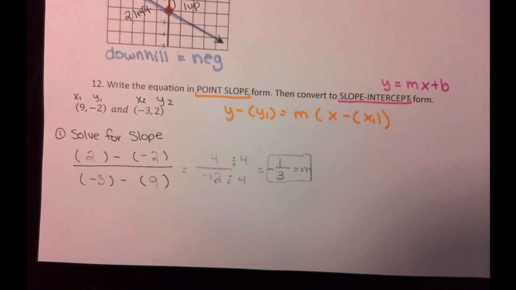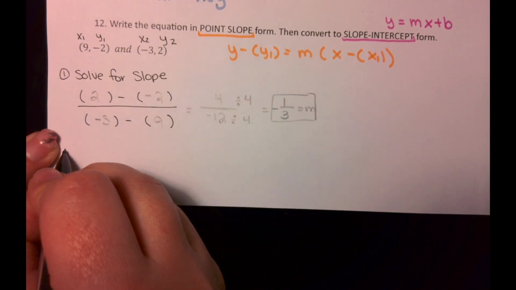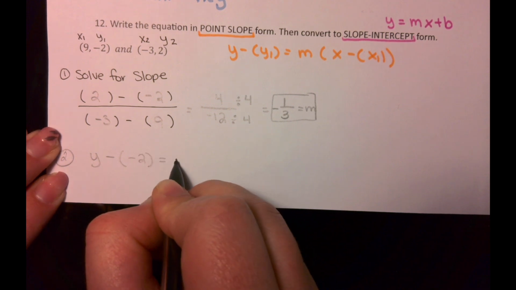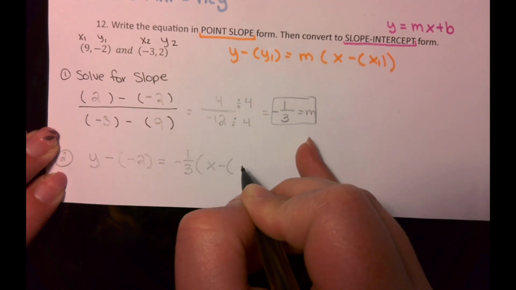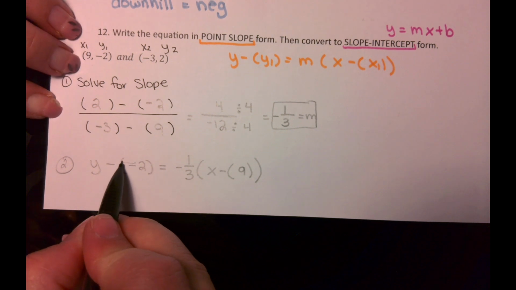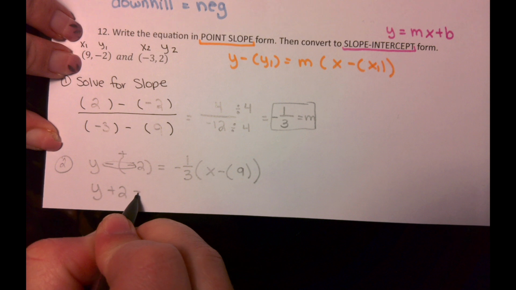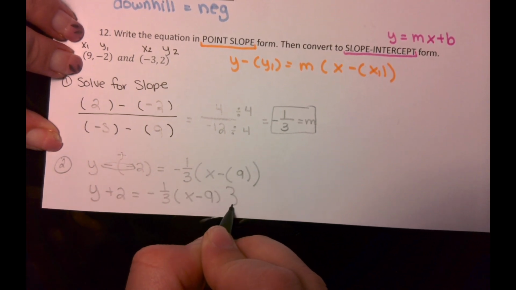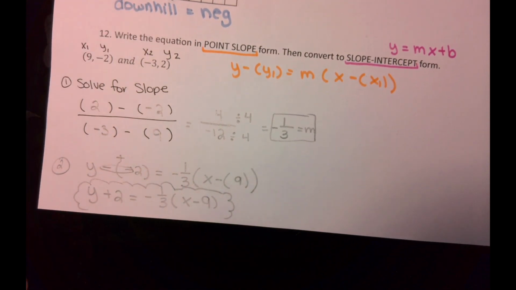So then we're going to write this in point slope first. We have y minus y1, which is -2, equals m times x minus x1, which was 9. When you have this, you want to simplify any double negative. So here I had a double negative. Let's make that a positive. Y plus 2 is equal to -1/3 (x minus 9). This right here, I'm going to put it in a thinking bubble because that is your point slope form.